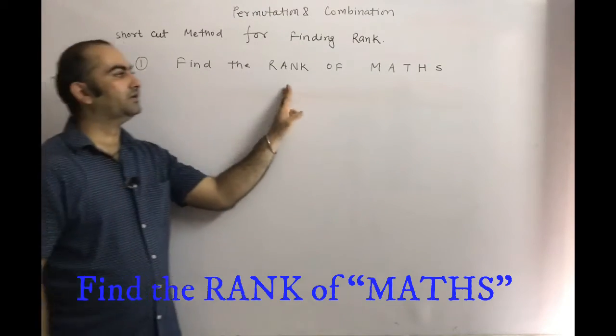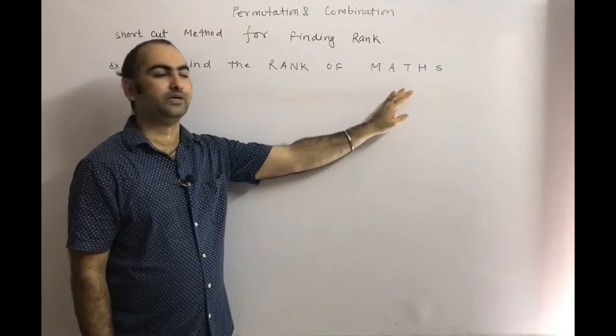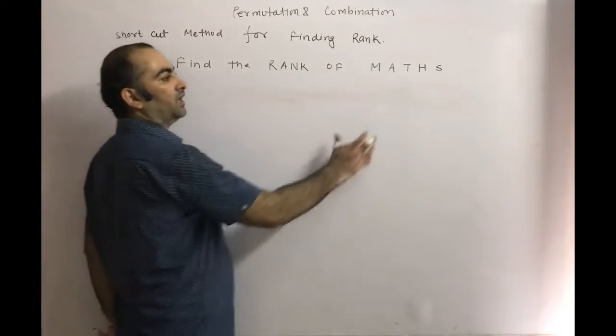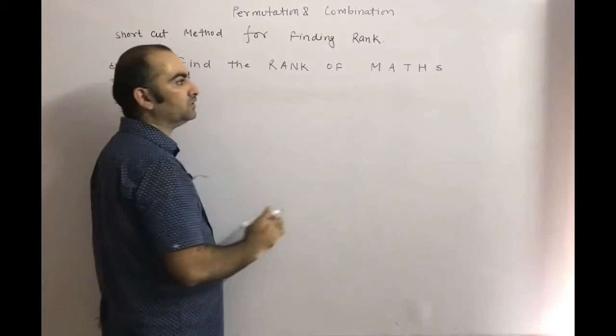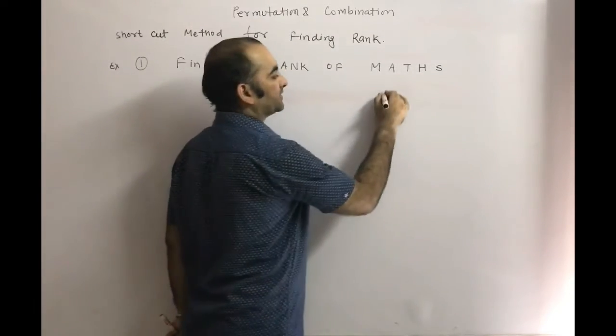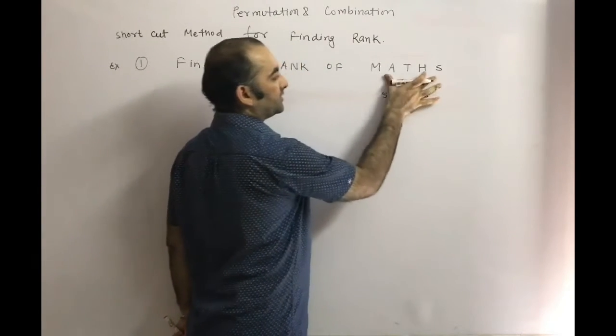Find the rank of MATHS. So you have to find out the rank of MATHS. For that, first you find out how many letters there are in this word. 1, 2, 3, 4, 5. So we have 5 letters, and all the letters are distinct.